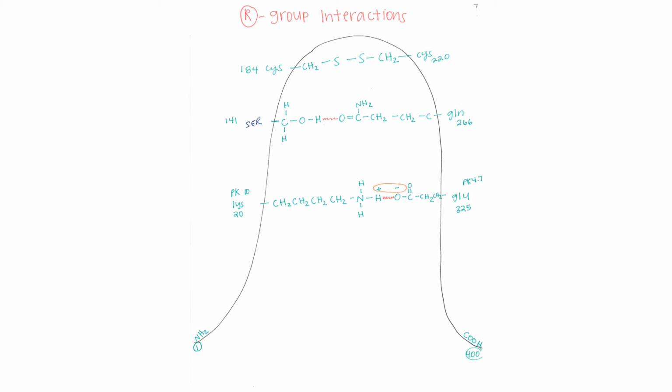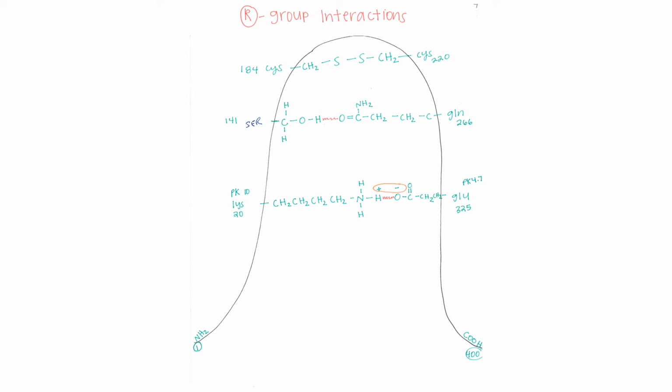So we're looking at lysine at position 20. We're looking at serine at position 141. We're looking at cysteine at 184. We're looking at cysteine at 220. Glutamine at 266. And glutamic acid at 325.